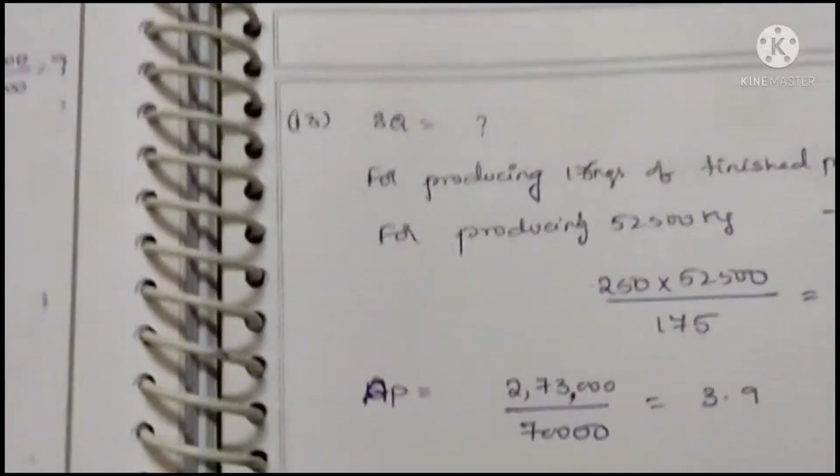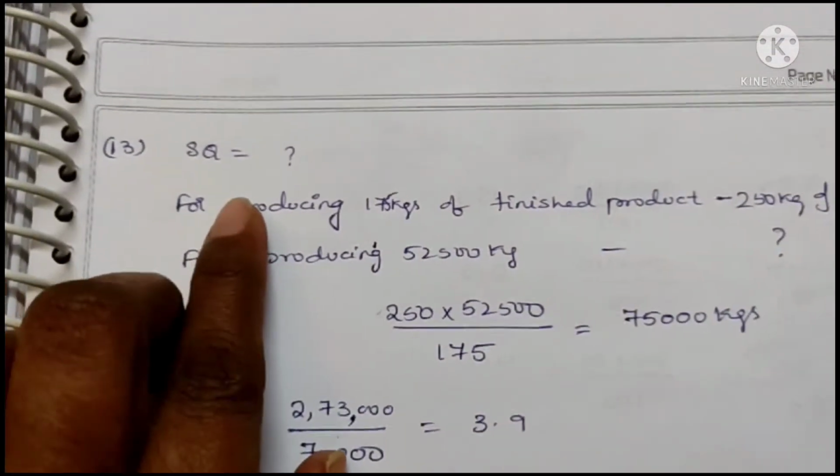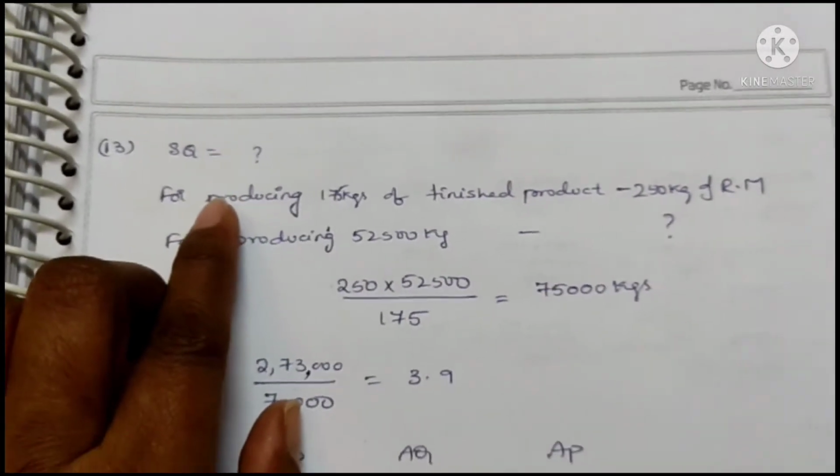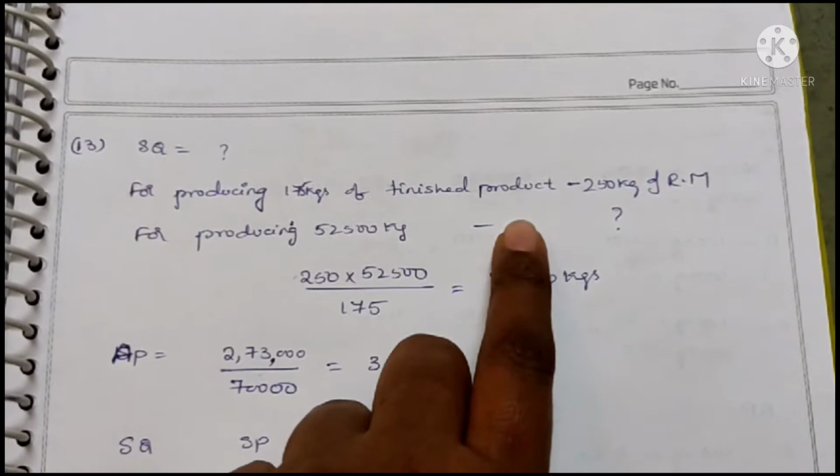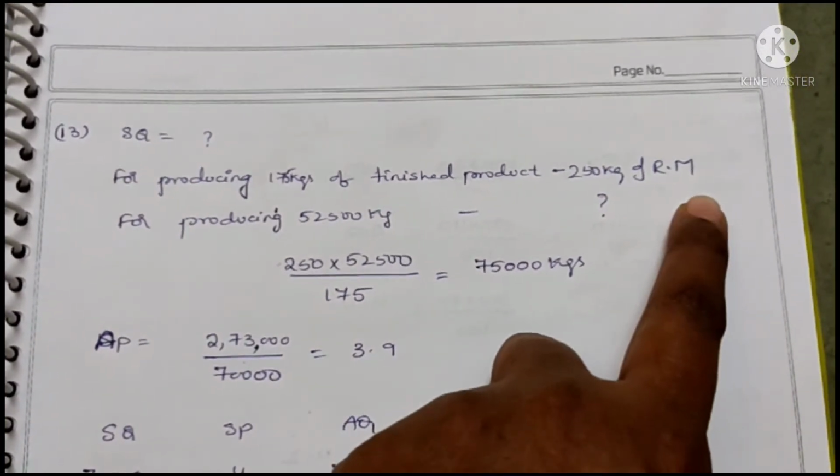First we have to find the SQ. For finding the SQ, see, for producing 175 kgs of finished products, 250 kgs of raw material is required.